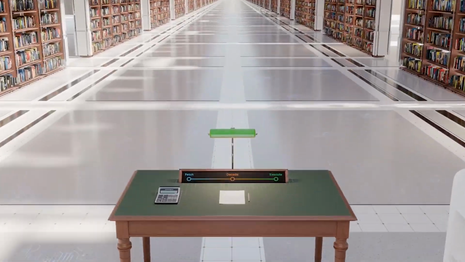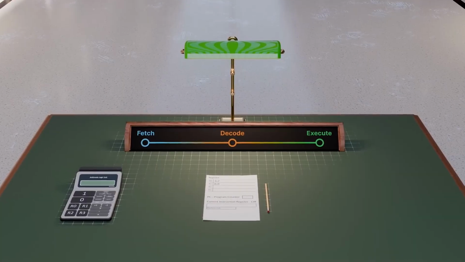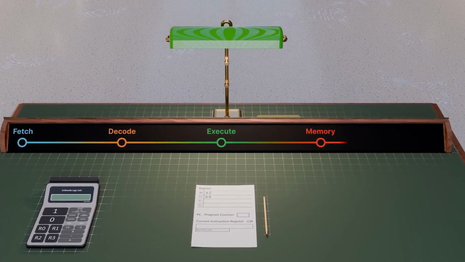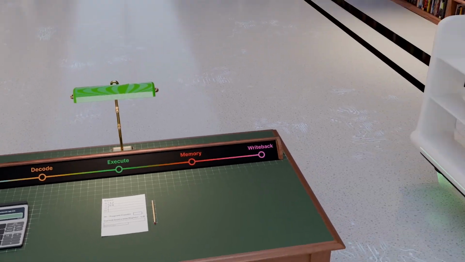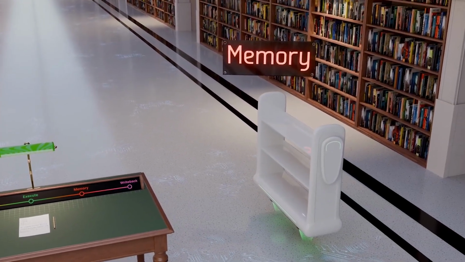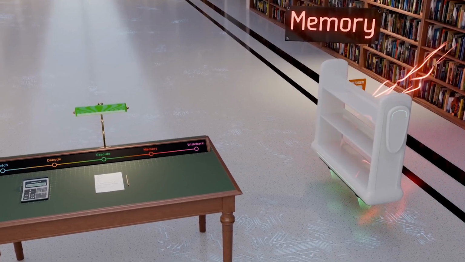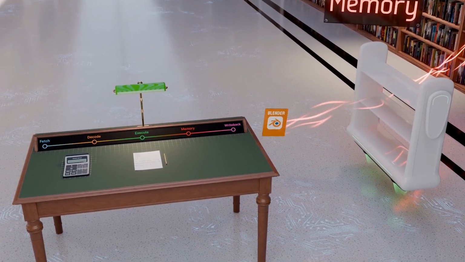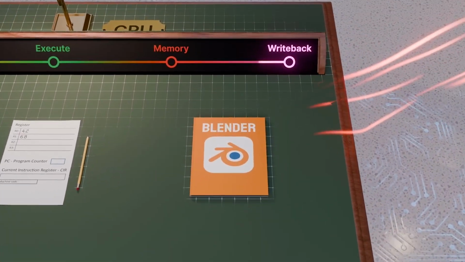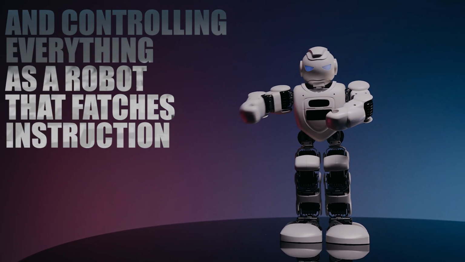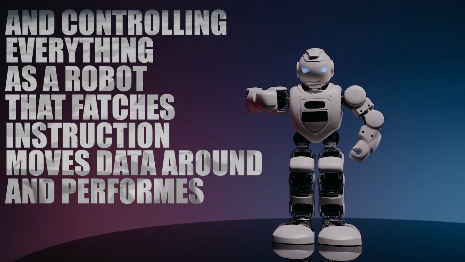You can imagine it like a workspace. There's long-term storage, like bookshelves, where all your data is stored. There's short-term memory, like a cart, that moves data around. There's a table where the actual work happens. That's the CPU. On the table, there's a piece of paper for storing active values, a pencil for writing and erasing, and a calculator that performs operations. And controlling everything is a robot that fetches instructions, moves data around, and performs calculations.